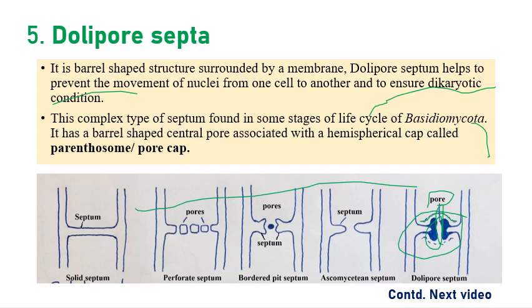I have seen this question somewhere: what is the function of the Dolipore septum? Just to ensure the dikaryotic condition of hyphae. What is the barrel-shaped structure called? It is called the pore cap or parenthosome, generally 0.1 to 0.2 micrometer in size. We will continue the video in the next series.